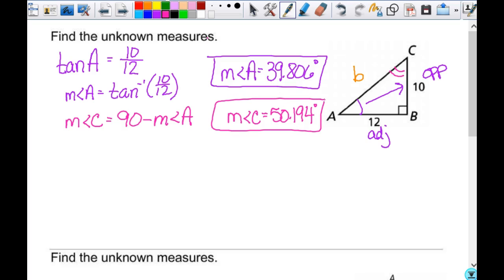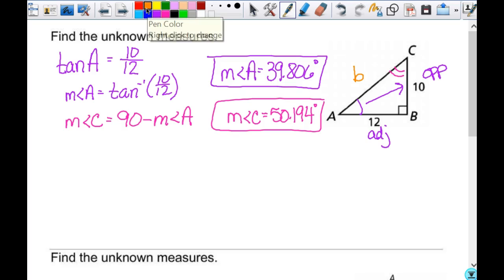Now I need to find the length of B. Can I use trig to find B? Yes, and if I do, I would want to store my answer. I'd want to store either angle A or angle C and store that, and then I can do that, but I'm not going to type the rounded one back in. What's another way I could find it? Pythagorean theorem. It is a right triangle with one missing side. I can totally do Pythagorean theorem.